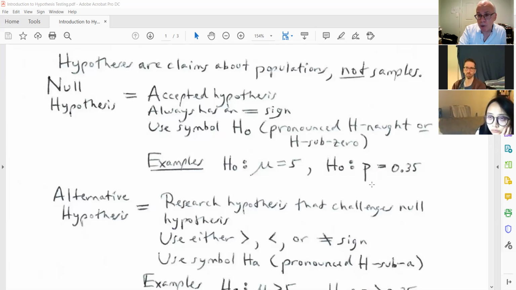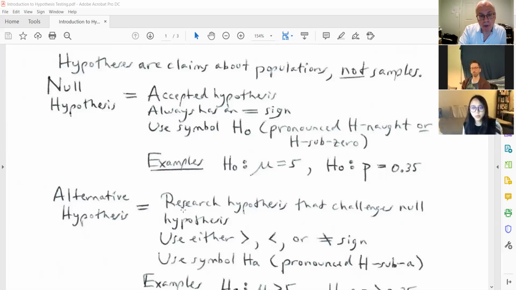Because again, most textbooks, that's what they use. This textbook, they're trying to be different than others, but typically you'll see P here, and just know the book will use pi instead of P. So P is equal to 0.35. This P is representing the population.